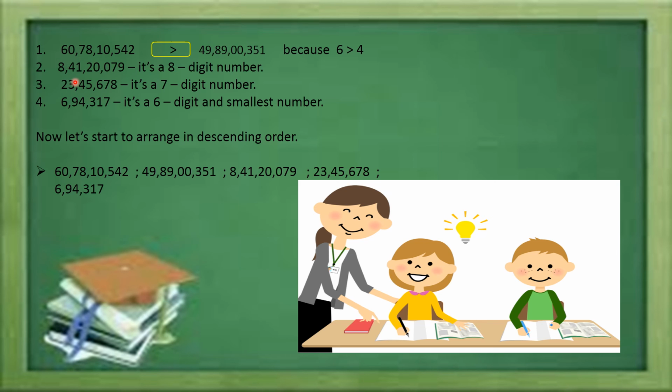Second, now we have single figures with different digits, that is an 8-digit number, a 7-digit number and a 6-digit number, right? And the 6-digit number is the smallest figure. So now let us arrange all these figures in descending order. We already know that when we arrange in descending order, the biggest number comes first.